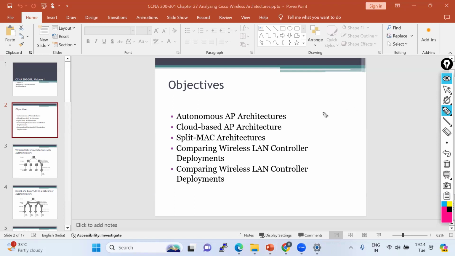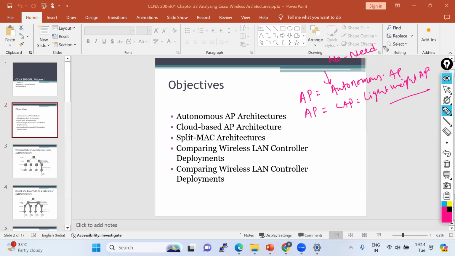The answer is yes. There are two types of wireless AP. One is known as the autonomous AP. The other is known as the LAP, which is the lightweight access point. If you are using the autonomous access point, there is no need for the WLC. If you are going to use the LAP, you require the WLC.